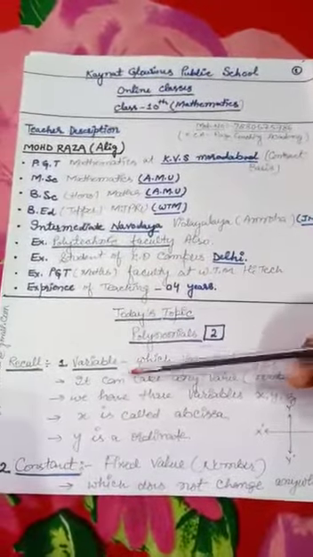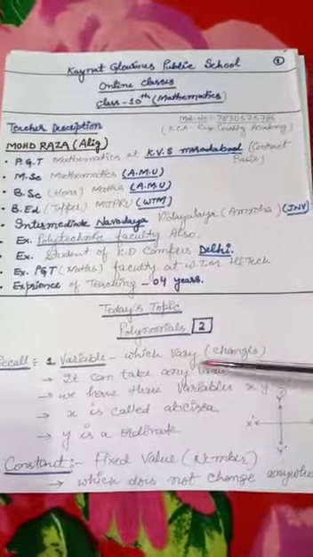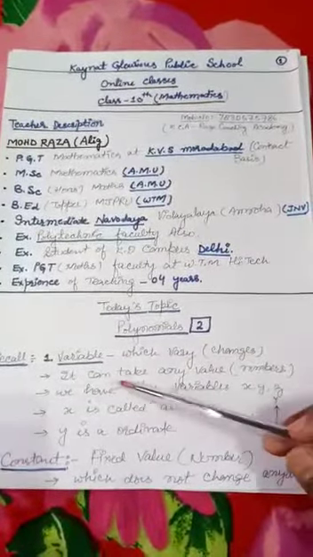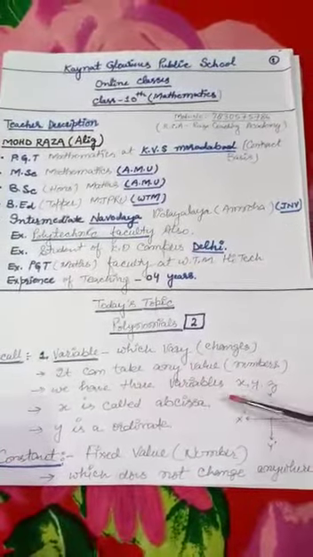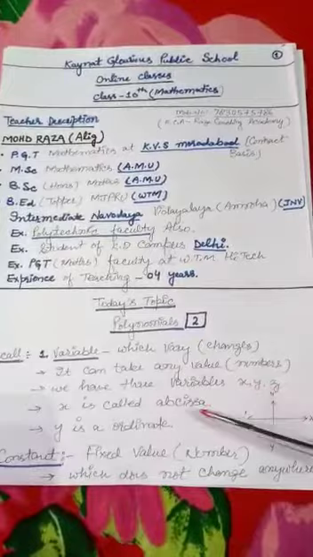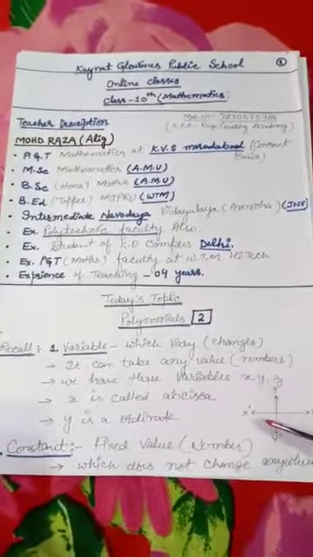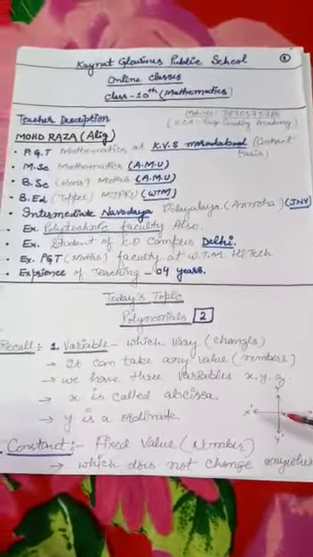First of all, let us know what is a variable. Variable means which varies. Variable comes from vary, which means change, and it can take any value, not fixed numbers. We have three variables x, y and z. X is called abscissa and y is called ordinate. X is a point of the x-axis. X-axis is a horizontal axis and y-axis is a vertical axis.